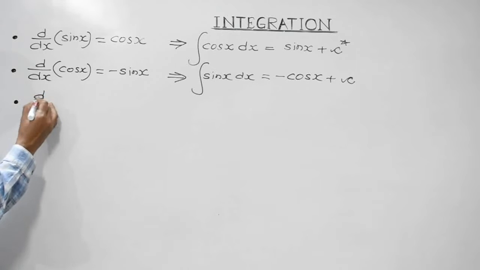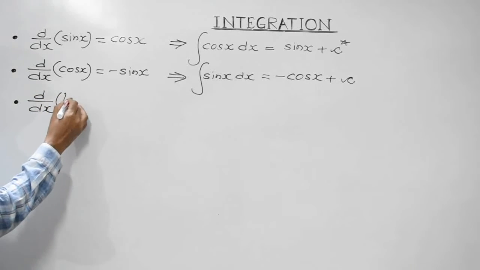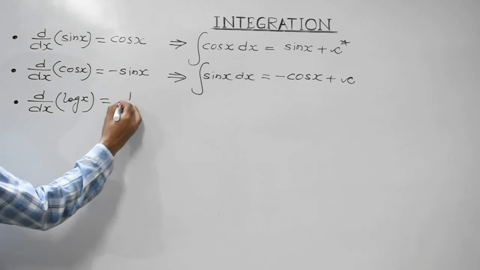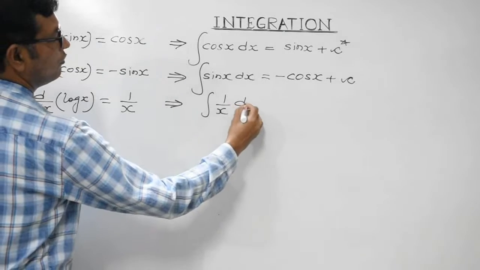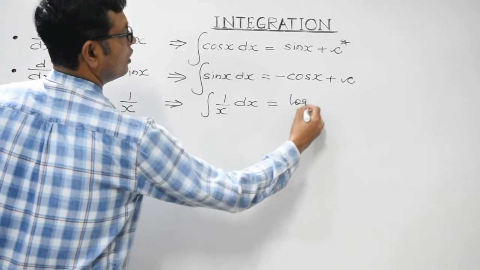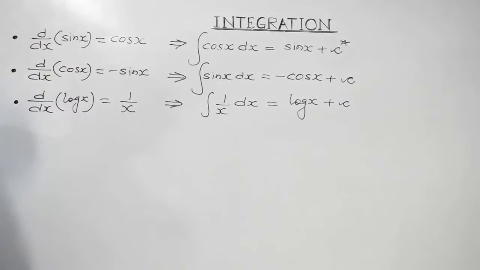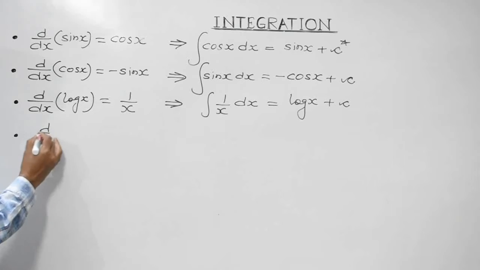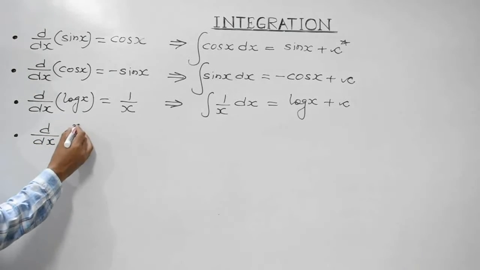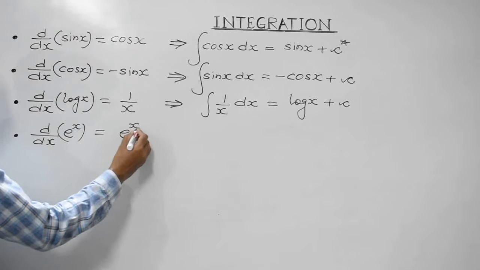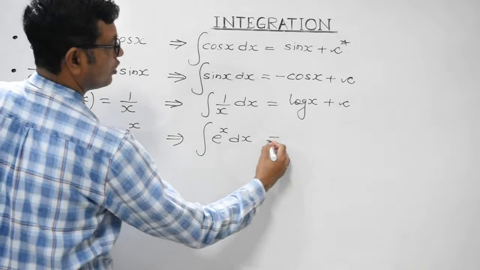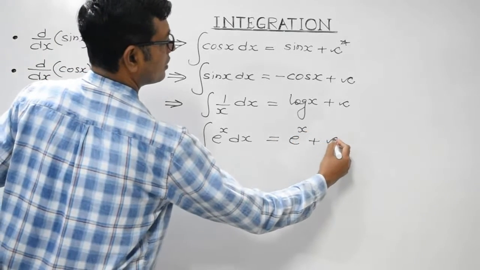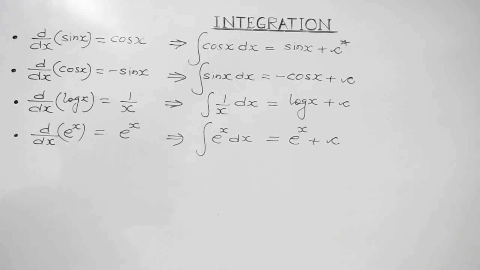Just now we have discussed differentiation of log x is equal to 1 by x. Therefore, integration of 1 by x with respect to x will be equal to log x plus constant of integration, right? Next, differentiation of e to the power x is equal to e to the power x. Therefore, integration of e to the power x with respect to x would also be equal to e to the power x plus constant of integration, right?